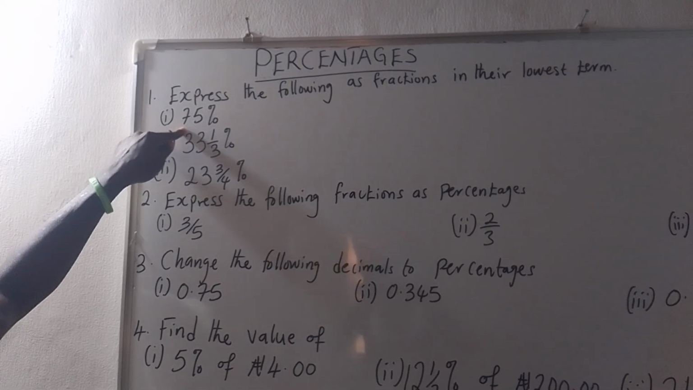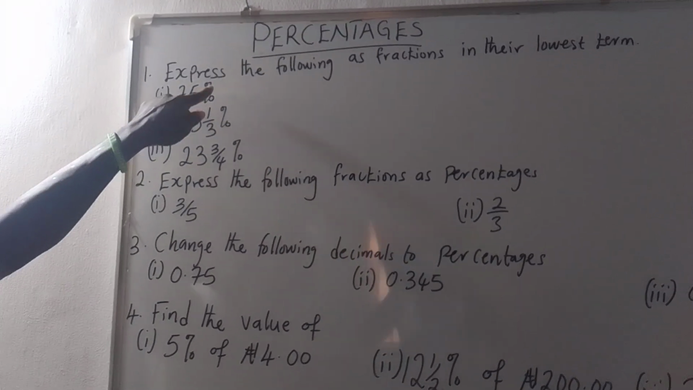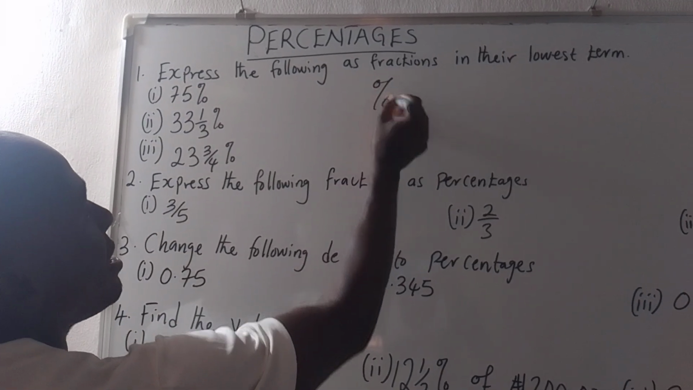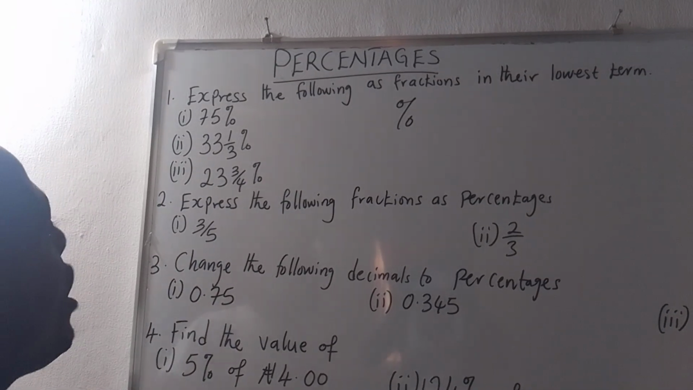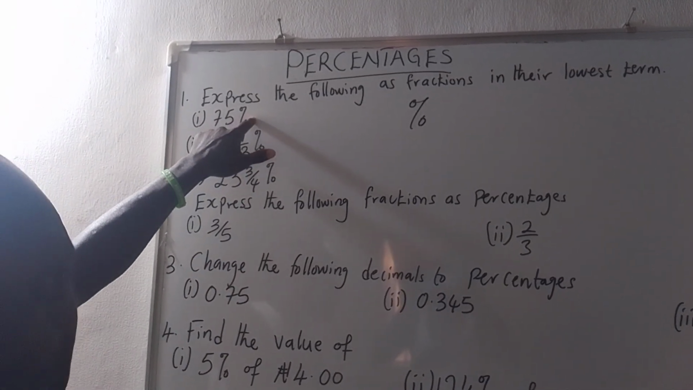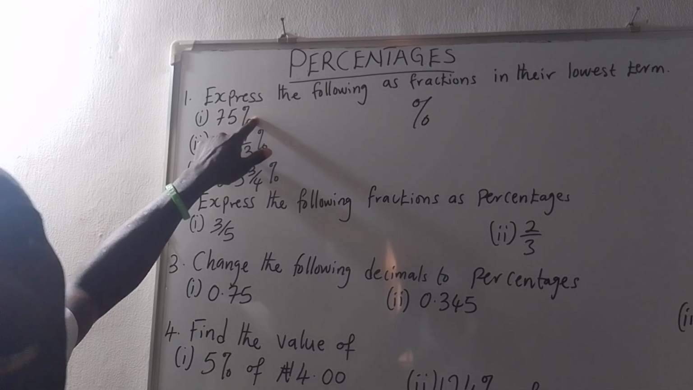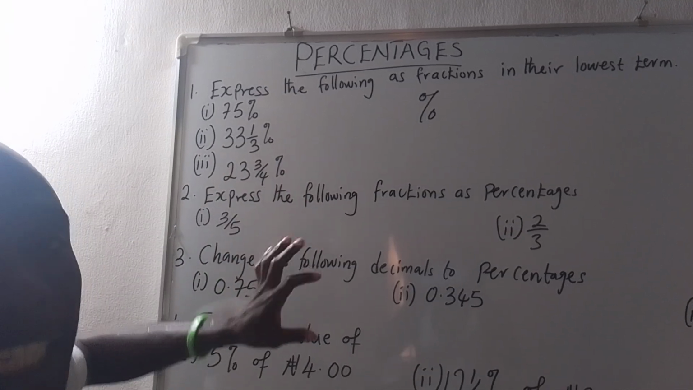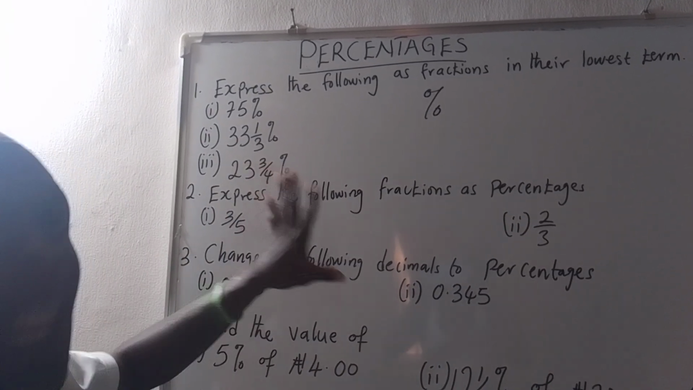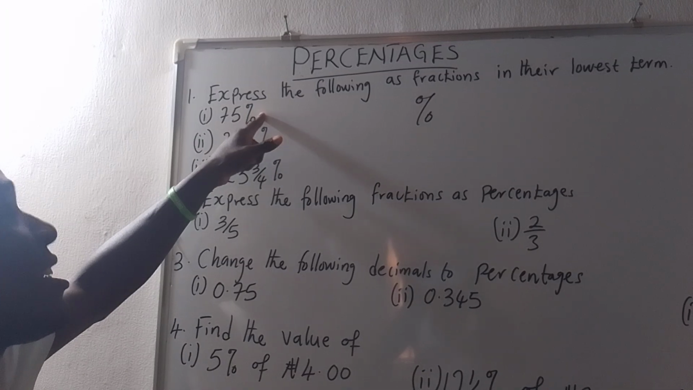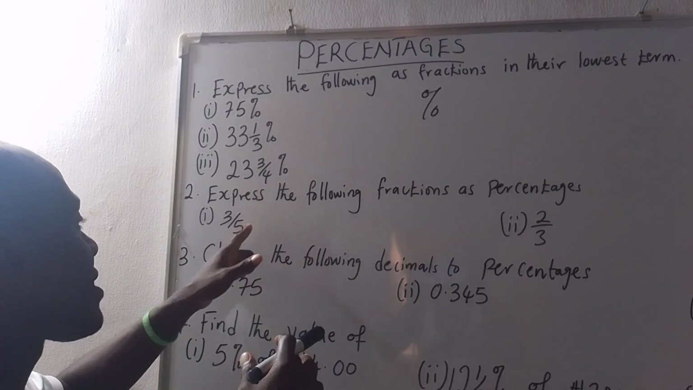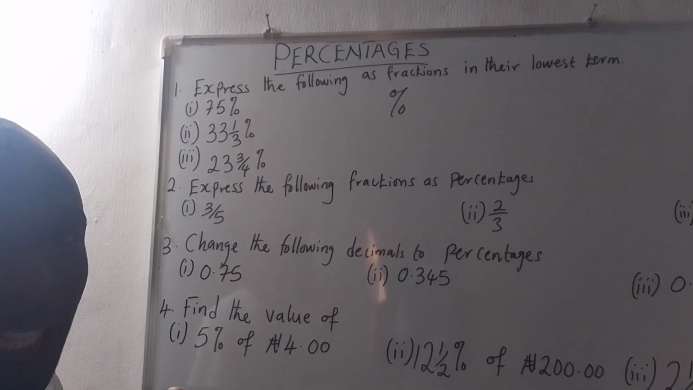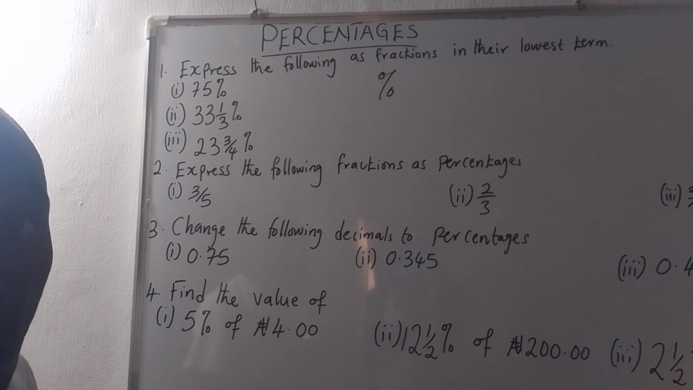Now, a child needs to know that if a number has this sign, it is a sign of percentage. If a question has percentage in it, a child should divide by 100. But if a question has no percentage, just a normal number, a child should multiply by 100. A question has percentage, divide by 100. A question has no percentage, multiply by 100. With this, a child can easily tackle any question under percentage without being confused.